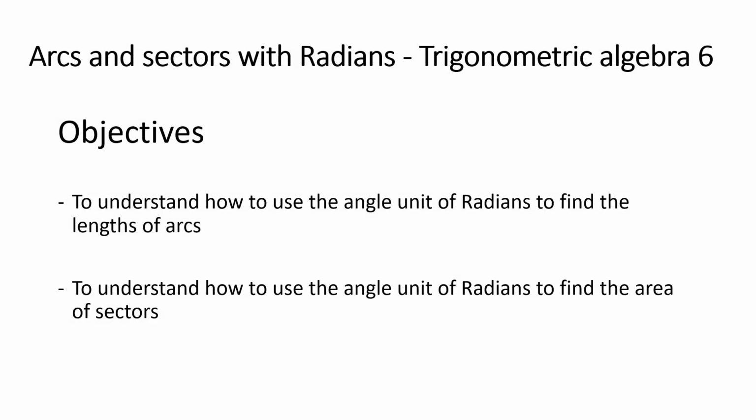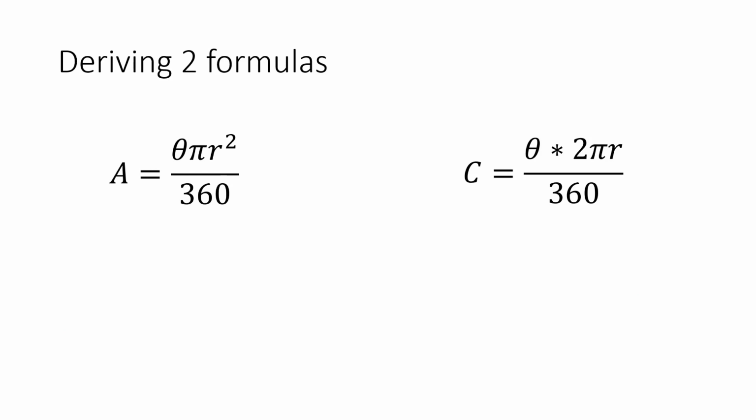We can use radians to find the length of arcs and the area of sectors so much easier than we can in degrees. And I'm going to show you how. If we can derive the two formulas, we know that from GCSE, the area of a sector is theta times pi r squared over 360, right? And the same thing with the circumference.